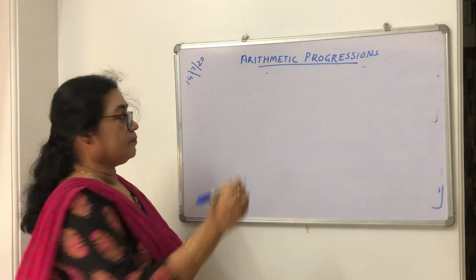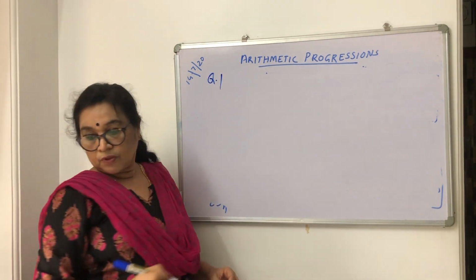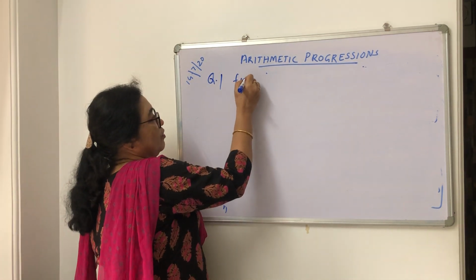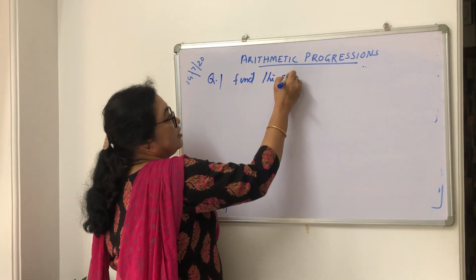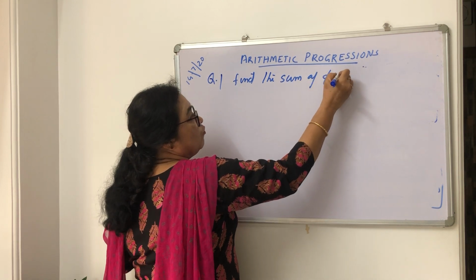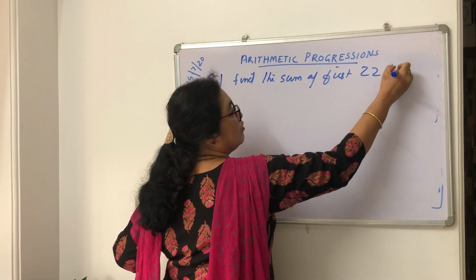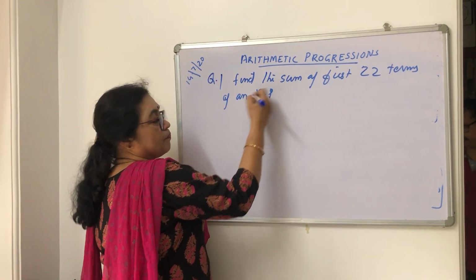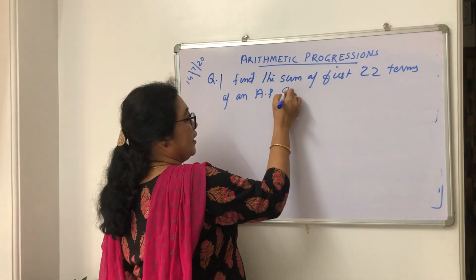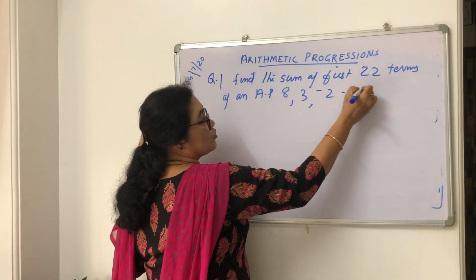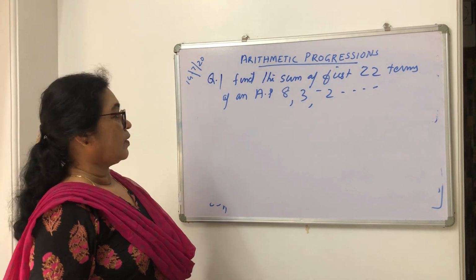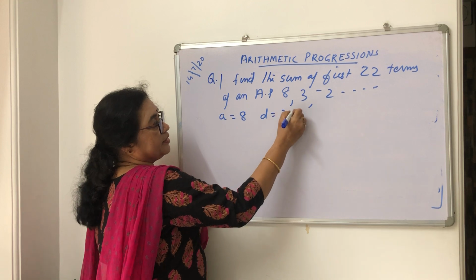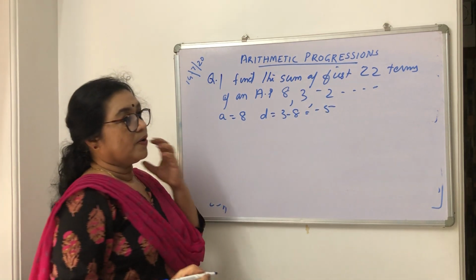Question number 1. Find the sum of first 22 terms of an AP. The AP is given: 8, 3, minus 2, and so on. So the value of a is 8, and d is 3 minus 8, which is minus 5.